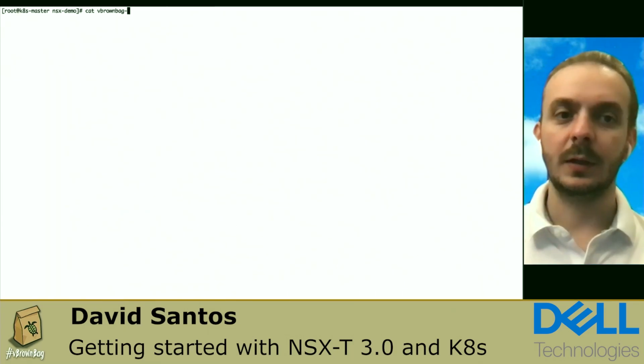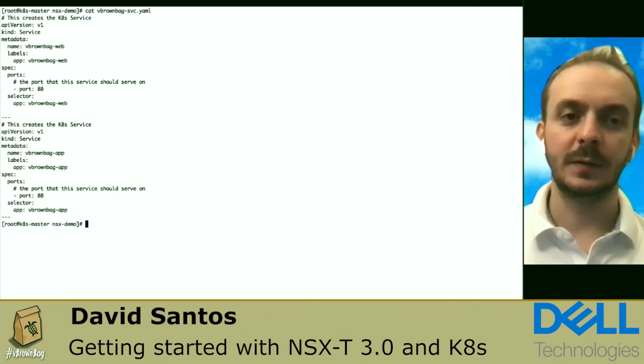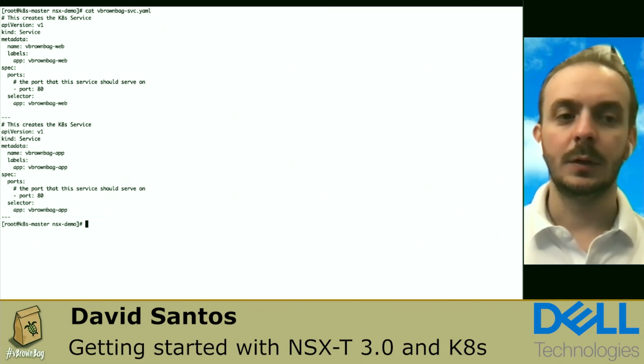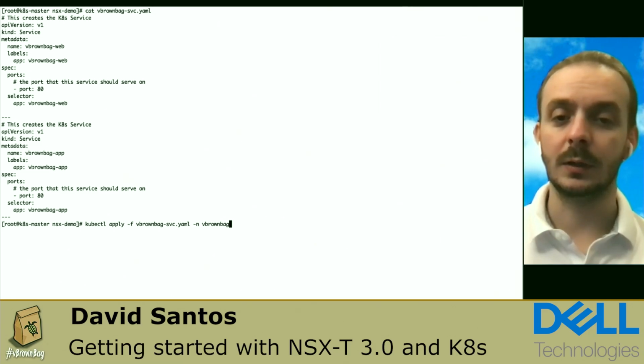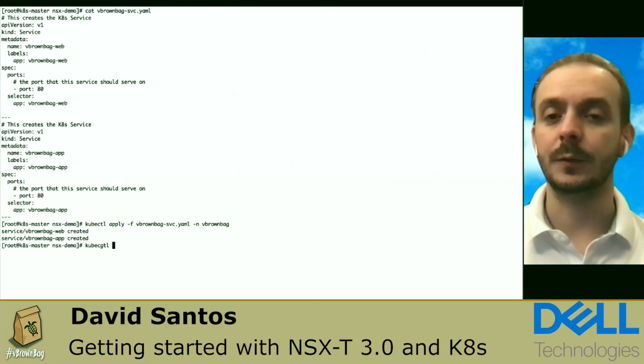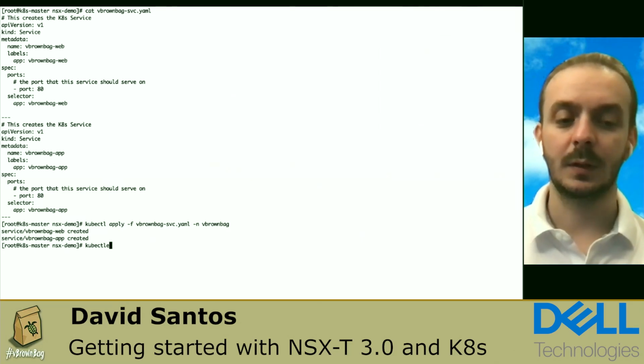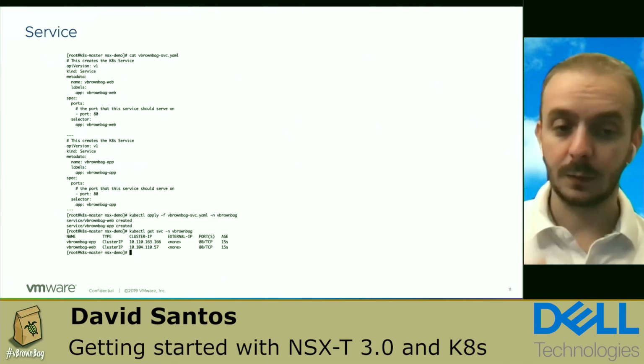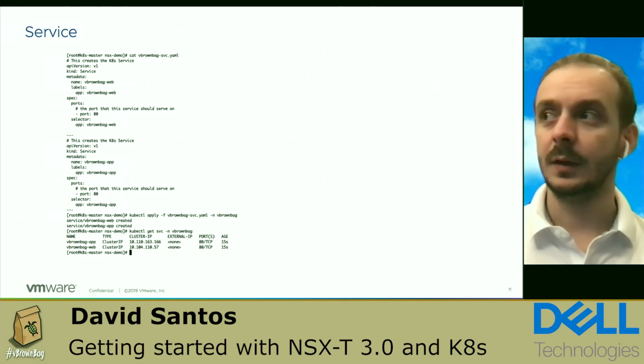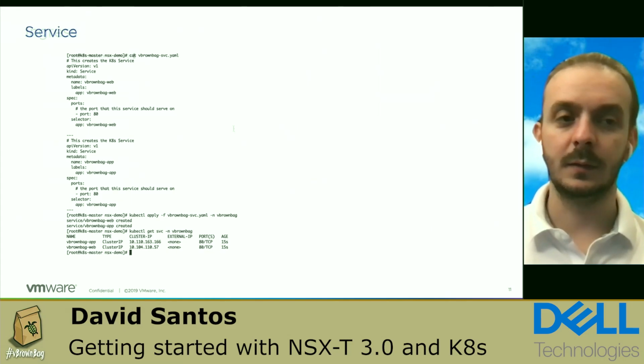So we're gonna take a look in our service YAML file. We can check here that we have two services, the web and the app. And based in the labels, we're gonna do the load balance. So here, apply the configuration for service. You can check the service and now the ingress.